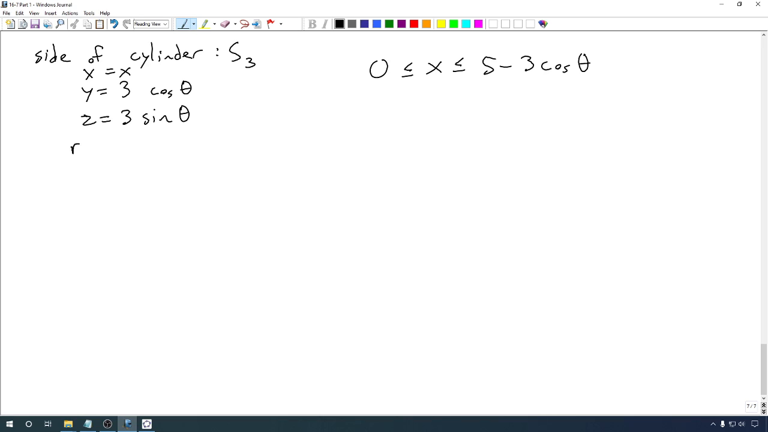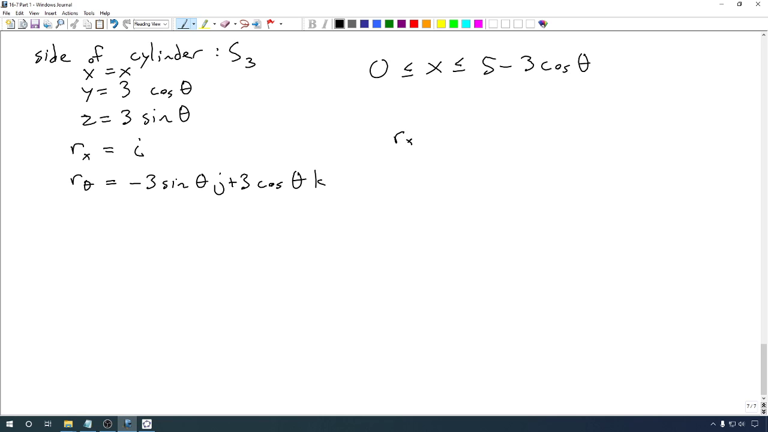I do need to find out what r sub x and r sub theta are. So remember, r is just the vector with these as its components. So r sub x, well, the only thing that involves x is x. So I'm just going to get i plus 0 j plus 0 k. R sub theta, well, there's no thetas in x, so that one's 0. But we do get a minus 3 sine theta for j, and a plus 3 cosine theta times k.